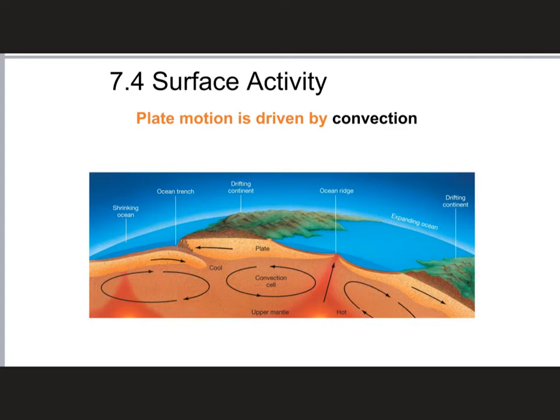And these convection currents in the magma in the mantle region is what's actually driving the motion of these tectonic plates. And so convection is something that's very important. It's important in the process of weather, and it's important in the process of continental drift as well.